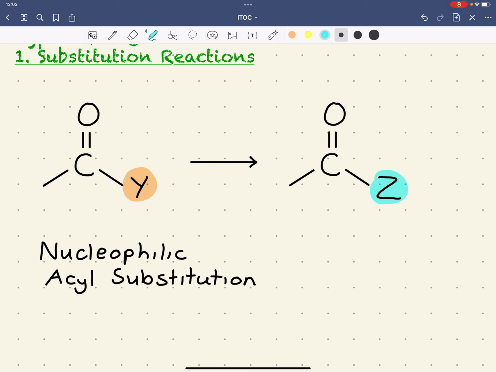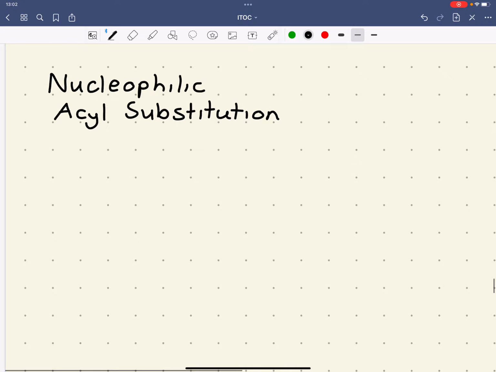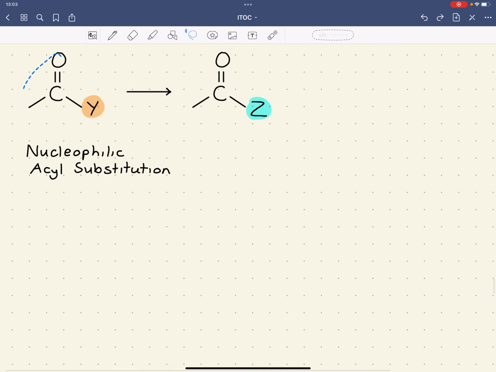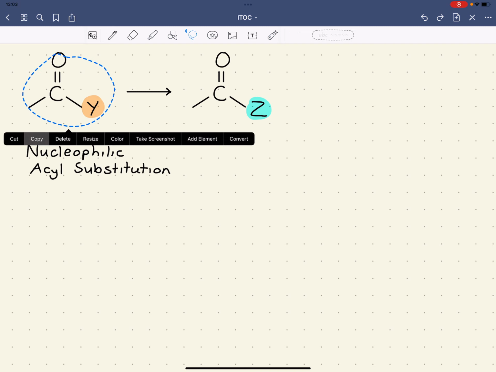Again, in this case, this Y needs to be a good leaving group or can be converted into a good leaving group. So Y has to be a good leaving group or can be converted into a good leaving group. So for the types of species which can undergo these acyl substitution reactions, let's have a look at them and then we'll maybe look at a mechanism.